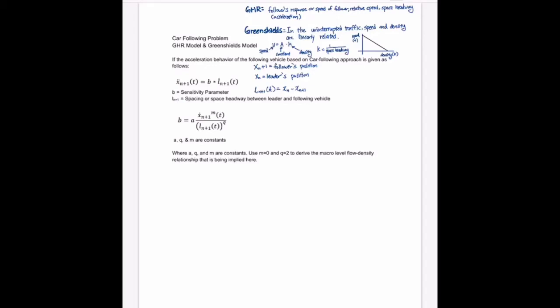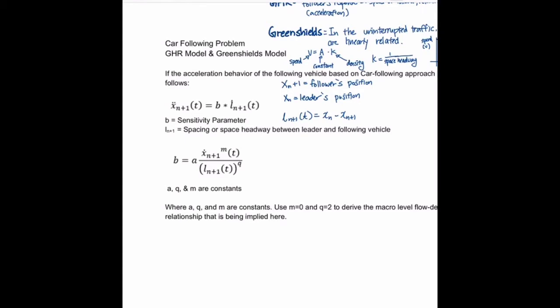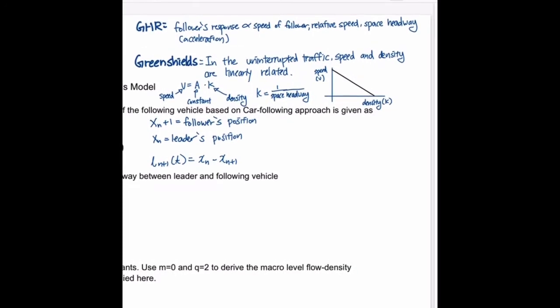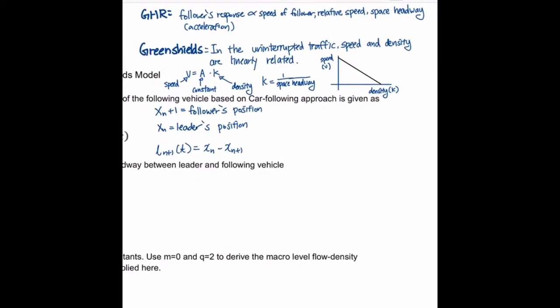In this video, I'm gonna explain how to solve the equation from the GHR model to derive the flow density relationship from the Greenfield model. First, I'm gonna briefly explain the GHR and Greenfield model. As I have explained in the other video, the GHR model assumes that the follower's response is proportional to the speed of the follower, relative speed, and space headway. And the follower's response is written as acceleration in the equation.